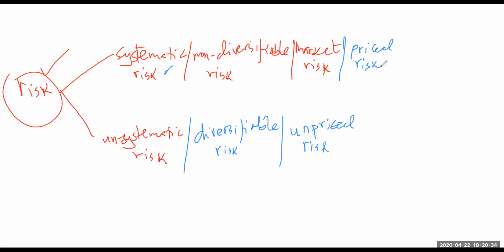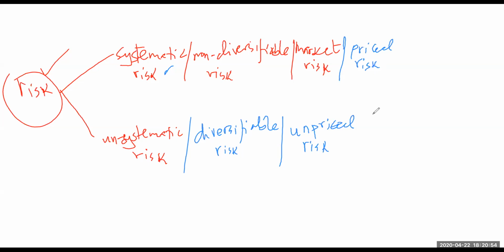You see that it is possible for you to reduce the unsystematic risk by increasing the number of securities you have. It is possible to diversify. It is possible to reduce the risk by increasing the number of assets we have in our portfolio.